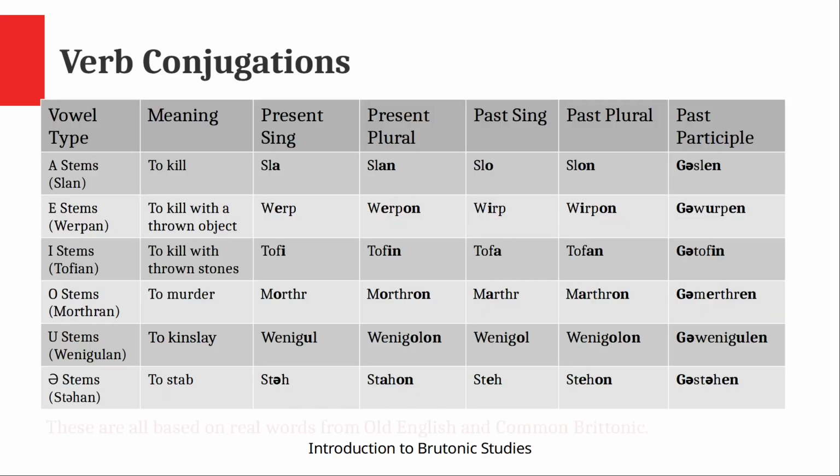Verbs in Brutonic take one of 6 stems based on the last vowel. These are some of the commonly used verbs and their conjugations. Verb conjugation is relatively simple, with each verb only having 6 total inflections.